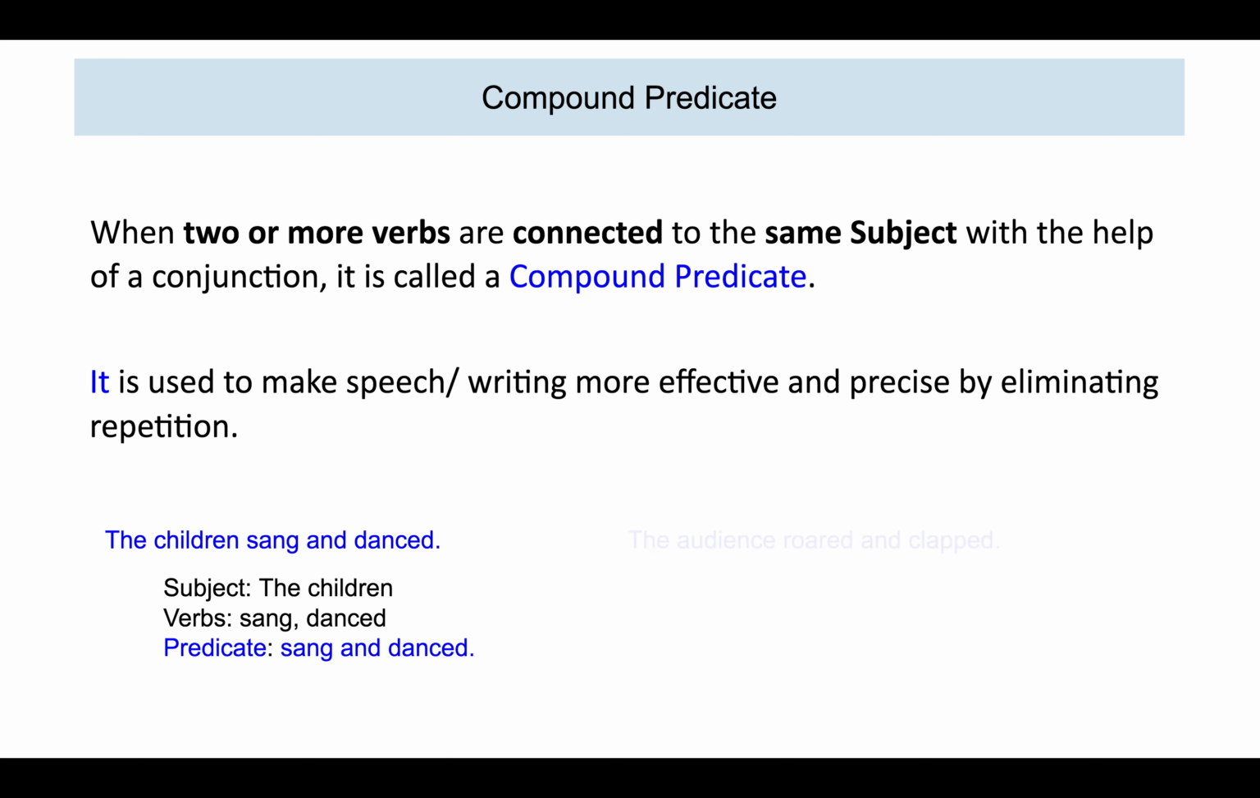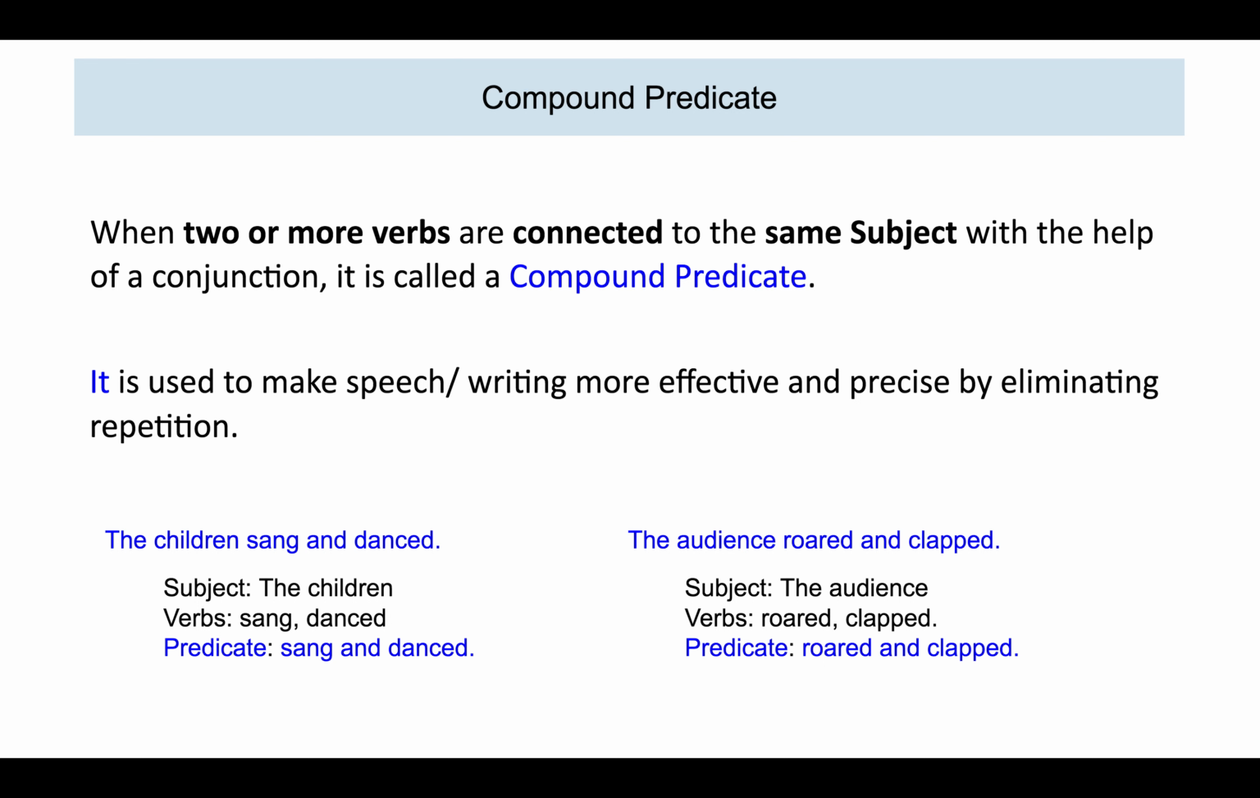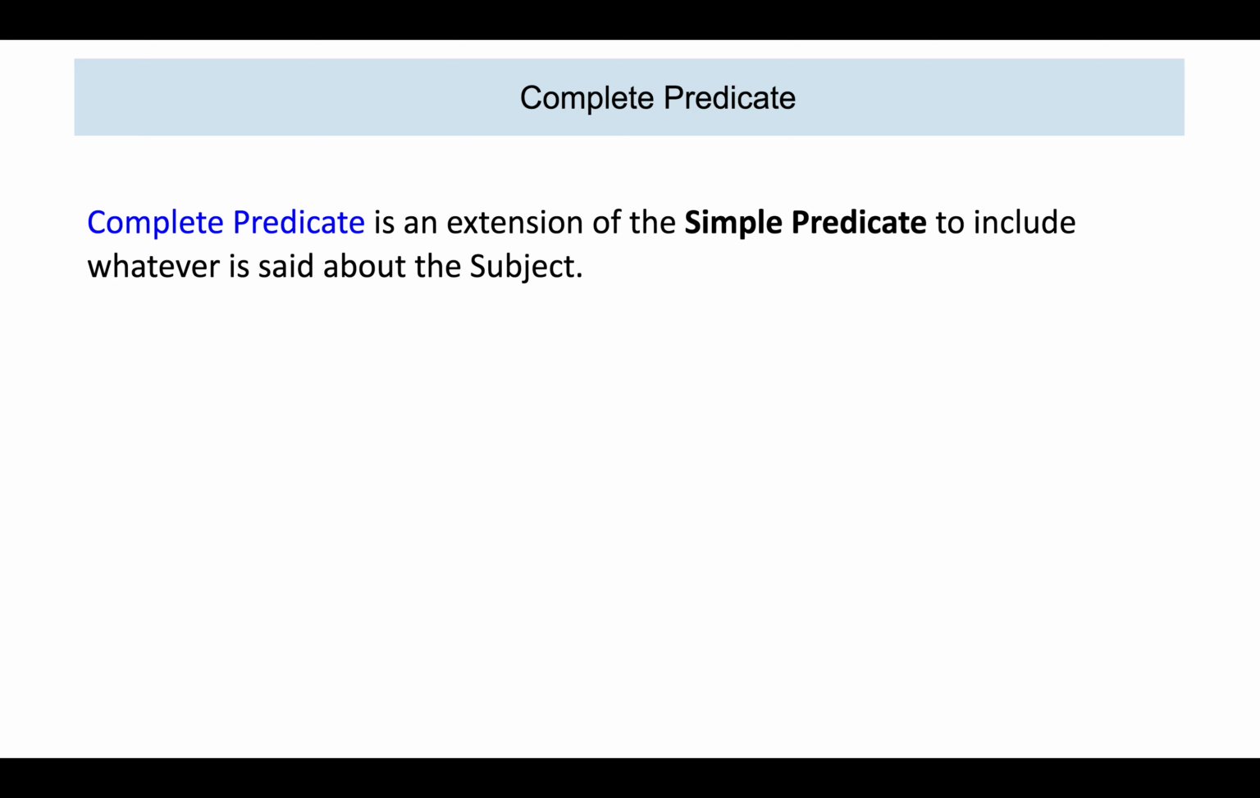Let's take one more example. The audience roared and clapped. I think now you know this. The subject is the audience and the verbs are roared, clapped, and they have been joined together using the conjunction and. So we have the predicate roared and clapped.